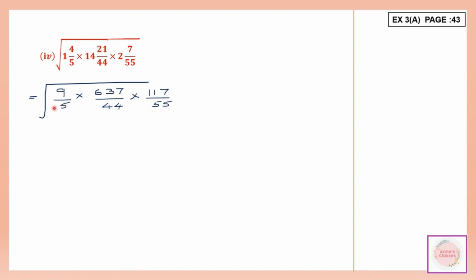Now let's begin with the first number, 9 by 5. Now here, let's write that down. So 9, we know the prime factors of 9, 3 into 3, and 5 is 5 by itself. Now we have to find the prime factors of 637. So let's do that.